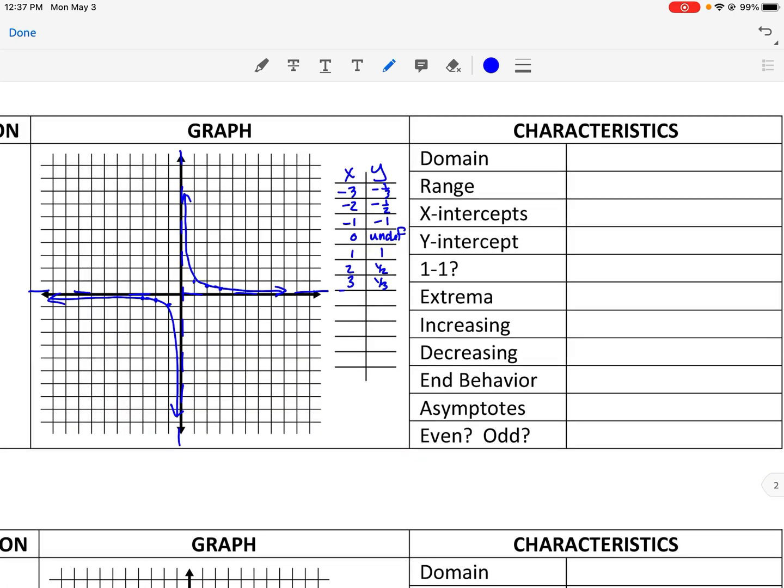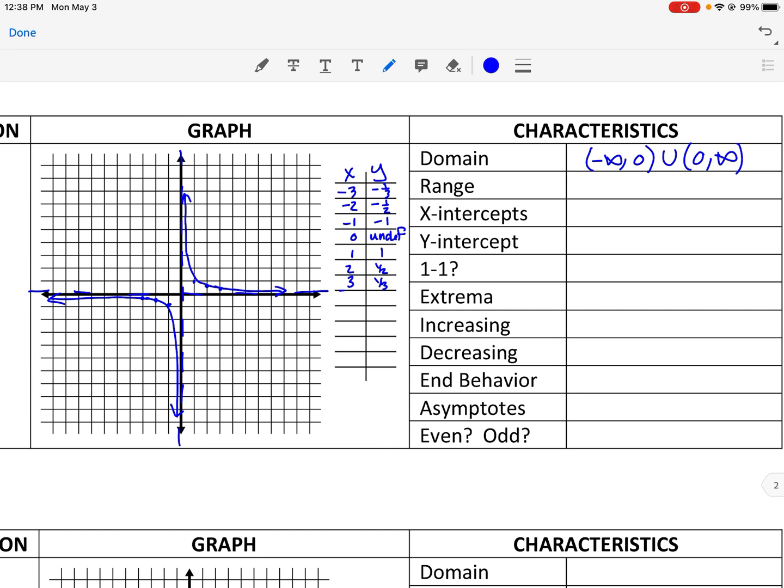So domain, from left to right, it goes left forever, right forever, but we do have that asymptote right in the middle. So the number 0 is not a point, it's not a part of our graph. So our domain is -infinity all the way up until we get to 0, but we're going to skip 0, so put that in parentheses. And then we're going to union that with the graph on the right. So from 0 to infinity, we also include that in our domain.